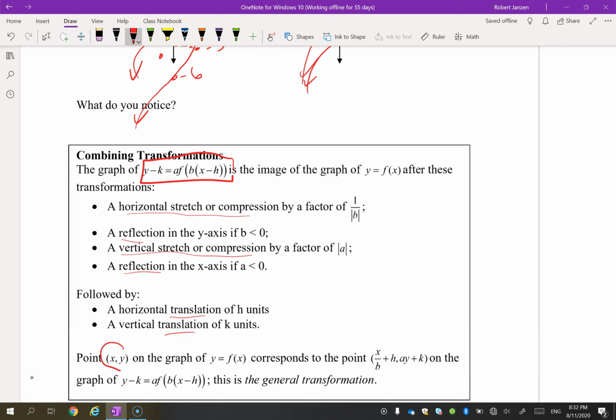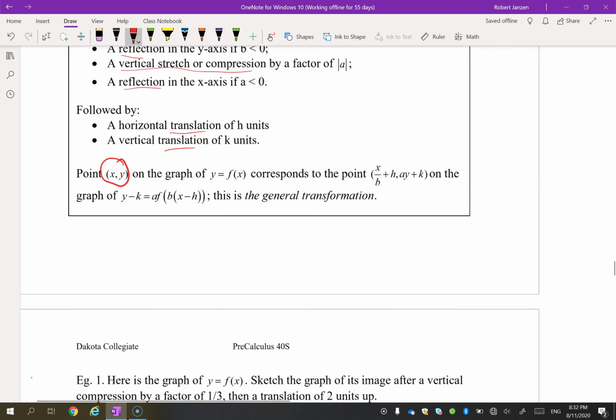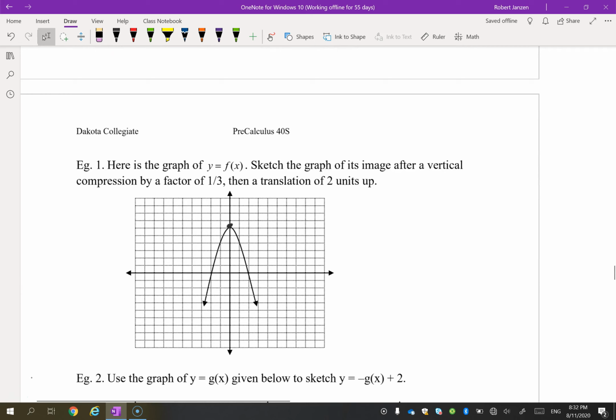Taking a look at a point, what are we going to do to each point? We're going to do this. This looks complicated. I have never used this formula. I've always just thought, well, I'm dividing by b and I'm moving left or right by h. I'm multiplying by a and I'm going up or down by k. That's what we're going to do, but I've never really used that little formula. Okay, so let's try an example here.